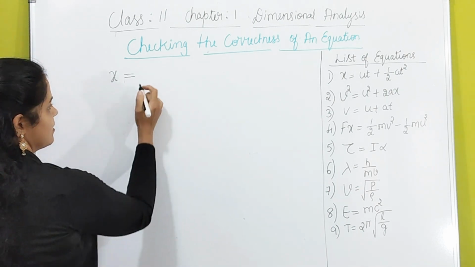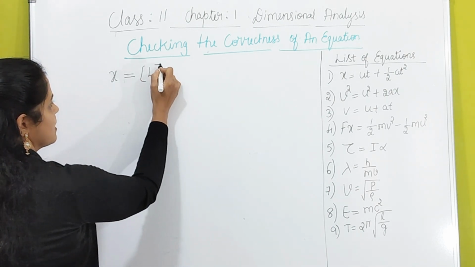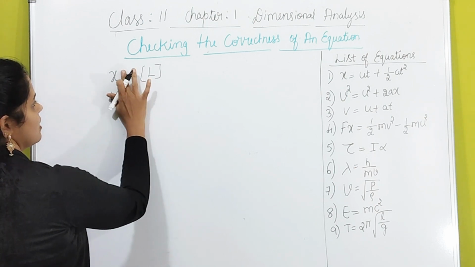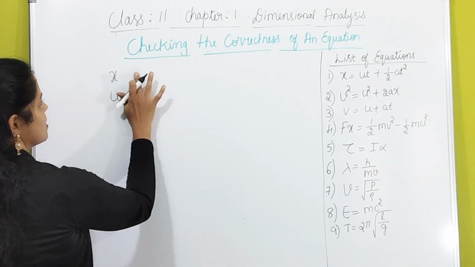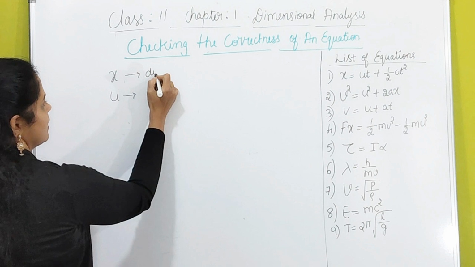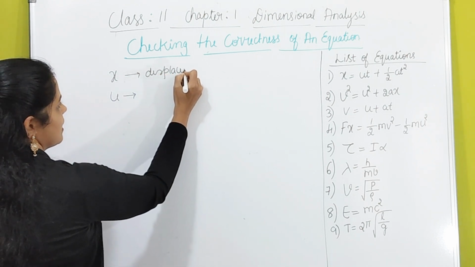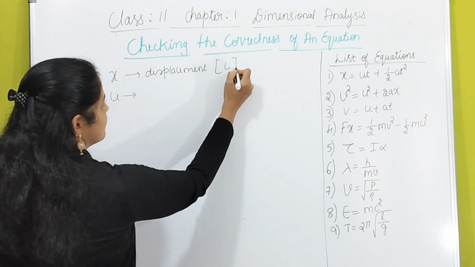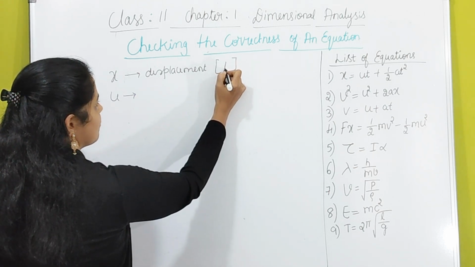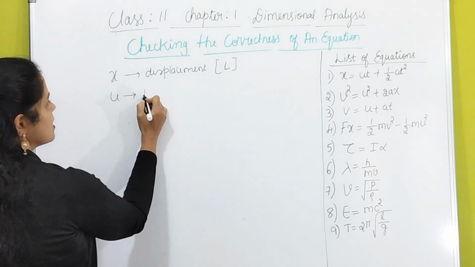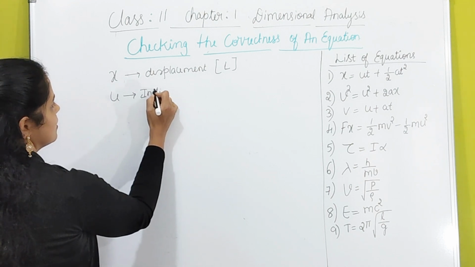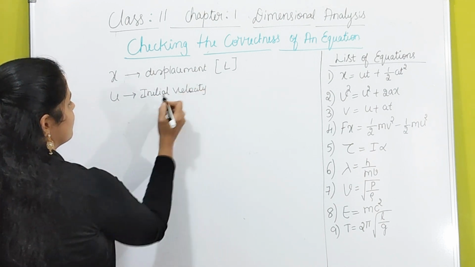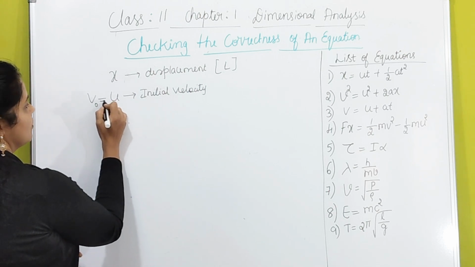In terms of length, what is the dimension of displacement? L. Let me write here what this is first. X is displacement, and its dimensional formula is length, L. U is the initial velocity. We can also write it as V naught.